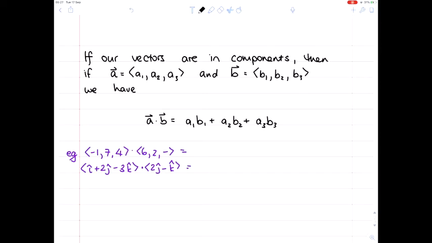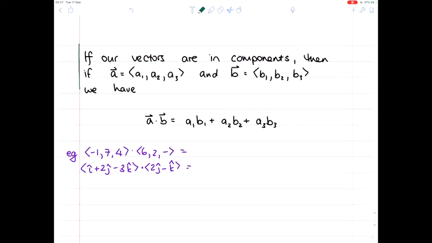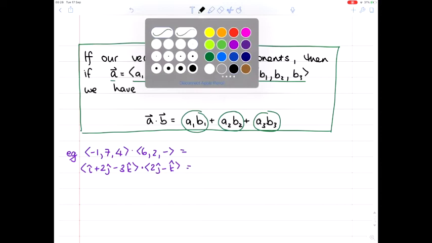So you might be wondering, if our vectors are in components, then how do we calculate the dot product? What we have over here is the requisite formula for vectors in components. So we're going to jump straight into the three-dimensional version. If we have a vector A with components A1, A2, A3, and a vector B with B1, B2, B3, then A dot B is given by multiplying the first components of each vector, adding it to the second components multiplied, added to the third components multiplied. So this is very quick, no worrying about cosines and things like that.